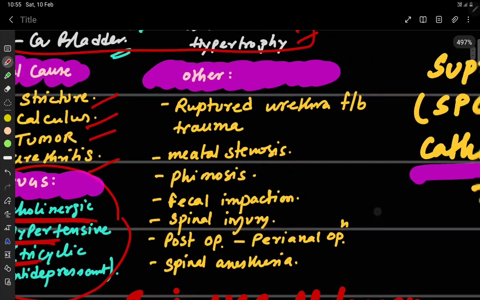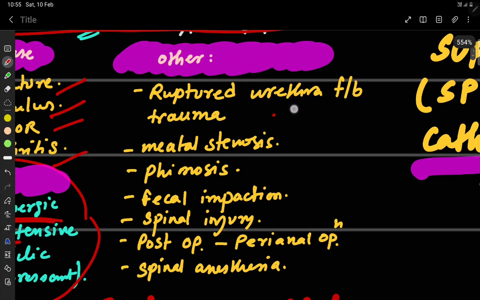Other causes: rupture of the urethra following trauma, although there is no history of trauma here. Meatal stenosis, that is stenosis of the meatus. Next is phimosis. These are almost all local causes. Meatal stenosis and phimosis are penile causes.